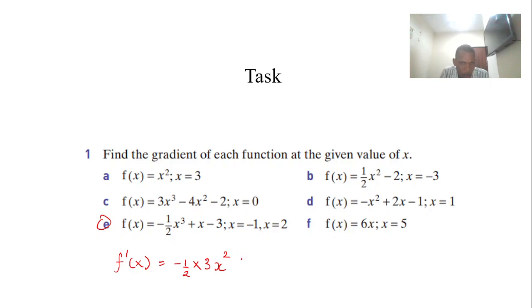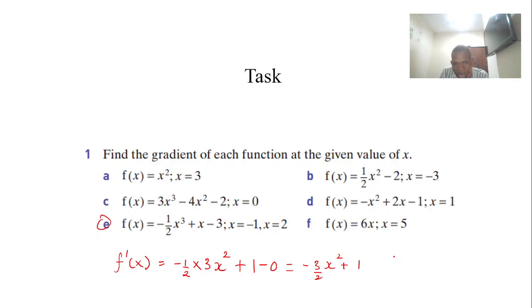Don't forget the law of differentiation. I move this 3 to the front, so I have negative half times 3. Then subtract 1 from the 3, you have 2. Then plus, if I differentiate x, I'm going to get 1. Take note, differentiate negative 3, you get 0, right? So what I have here is negative 3 over 2 x squared, then plus 1, right?